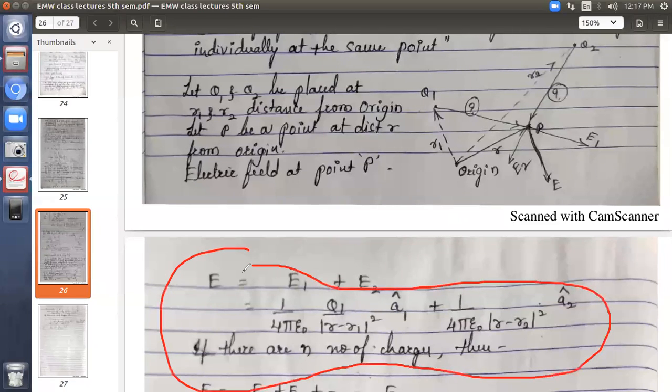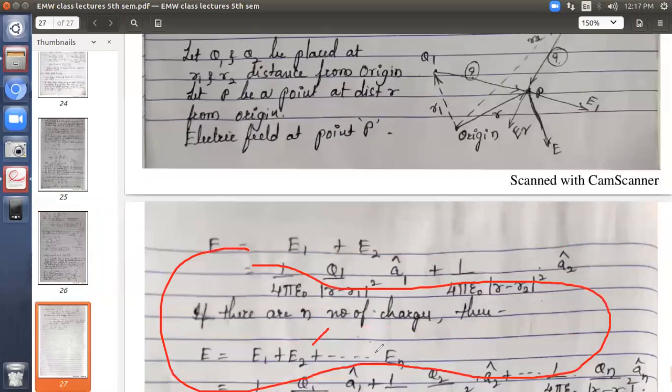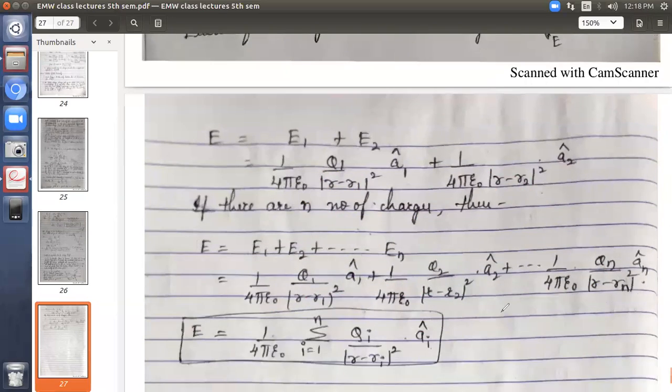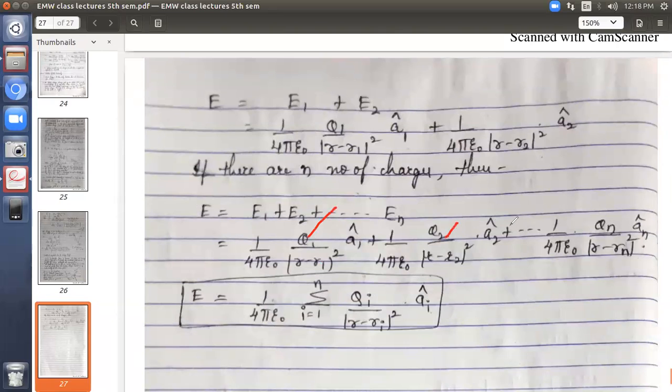If there are many charges, say Q3, Q4, Q5, like that, if there are n different charges, I can extend the same formula here. Total field E is equal to E1 plus E2 plus E3 up to En. Same formula you continue. See here, denominator R minus R1, R minus R2, likewise R minus R3, R minus R4, likewise up to R minus Rn. First, second, likewise third, fourth, fifth up to n.